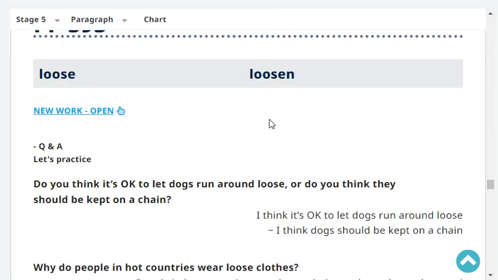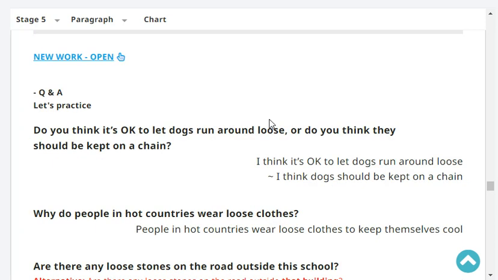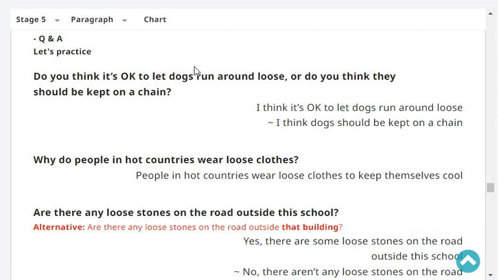Me neither. Okay, next. Do you think it's okay to let dogs run around loose, or do you think they should be kept on a chain? Yes or no? Yes, I think it's okay to let dogs run around loose. Maybe the small ones.